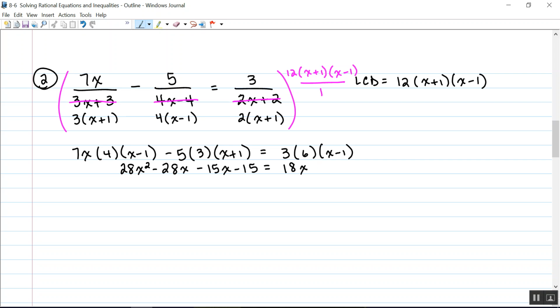Oh dear, I copied the problem wrong. There should have been an x up there. My mistake, sorry about that. Did you see that? There should have been a 3. That should have been a 3x on the top. So let me go ahead and change this.